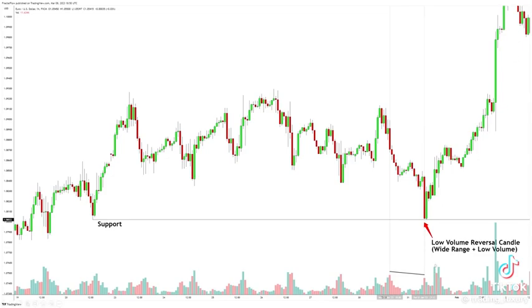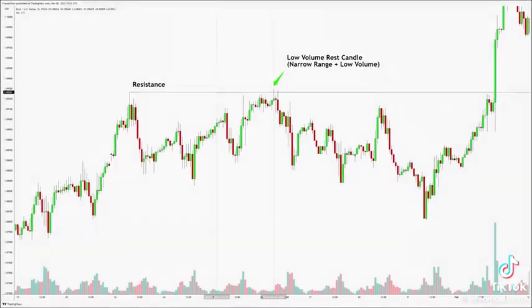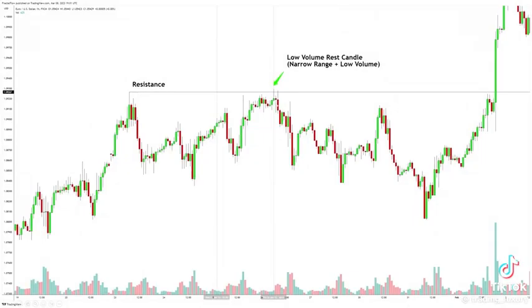after it. In the same price chart, we can spot an example of a low volume rest candle, which is simply the combination of narrow range with low volume.